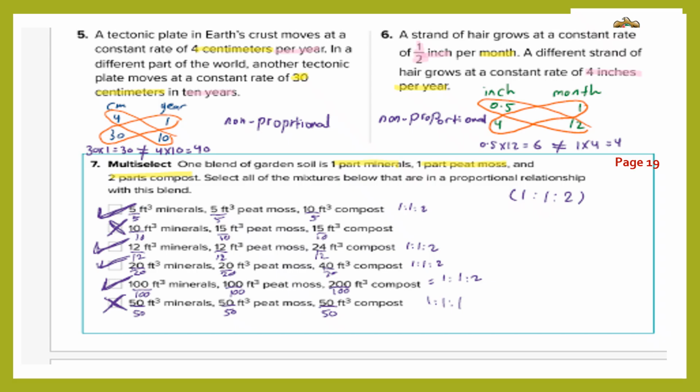So in this question they have given one part and 2 part. So 1, 1, 2. So 1:1:2. So check each one. Whichever one comes 1:1:2 will be the answer. The remaining will be incorrect.